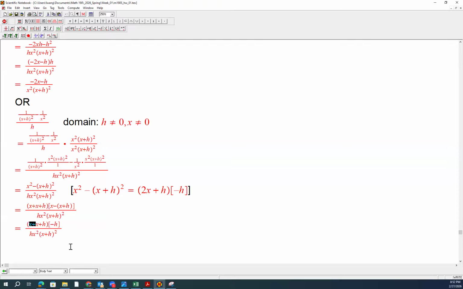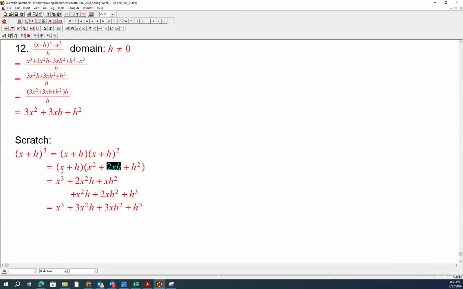Last but not least, x plus h to the power 3. So we're going to FOIL. You can do the FOIL on your scratch paper, and we split the power 3 into 1 plus 2. So we get x squared plus 2xh plus h squared. By this time, we have done x plus h squared a couple of times already. And then just distribute x times x squared, x times 2xh, x times h squared, and line them up. So h times x squared, h times 2xh, h times h squared.